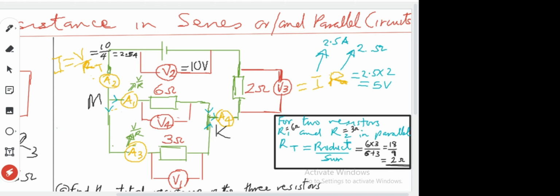But look at the ammeter. I want to connect an ammeter that will measure the current through this resistor. How did I connect it? In series. I didn't have to produce another wire to connect it in parallel. Ammeters are connected in series. Voltmeters are connected in parallel.